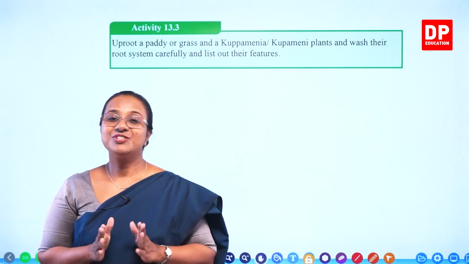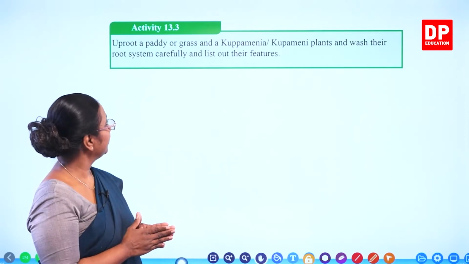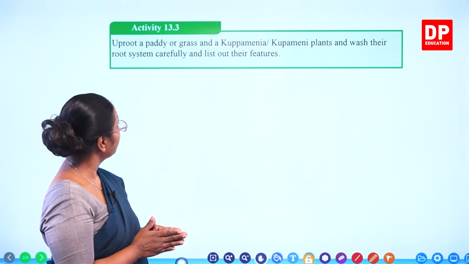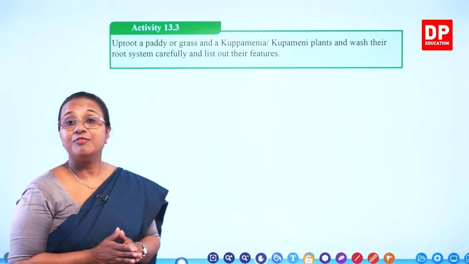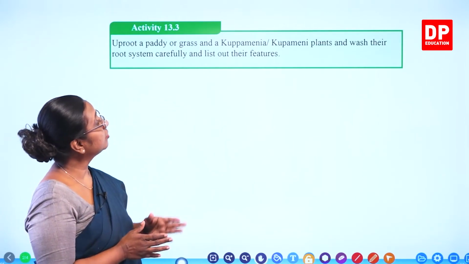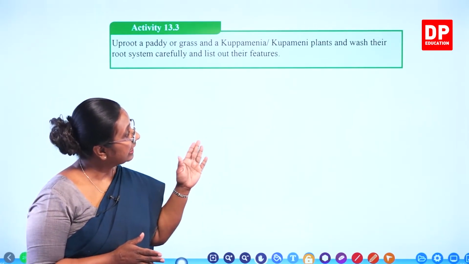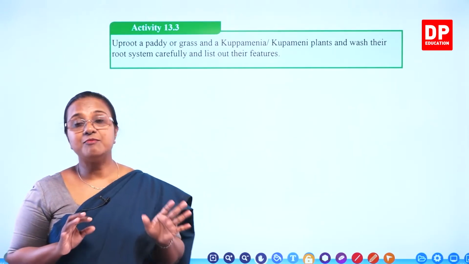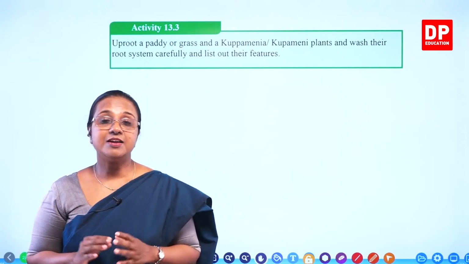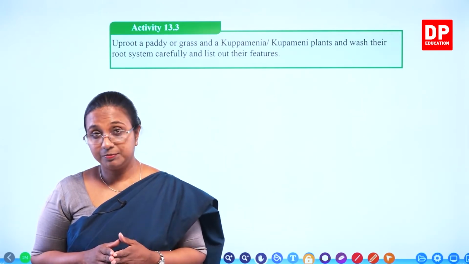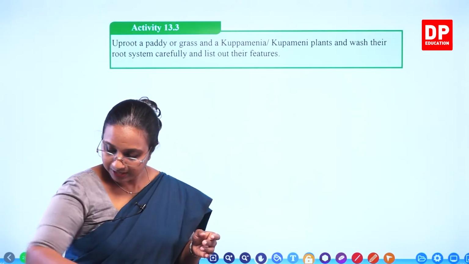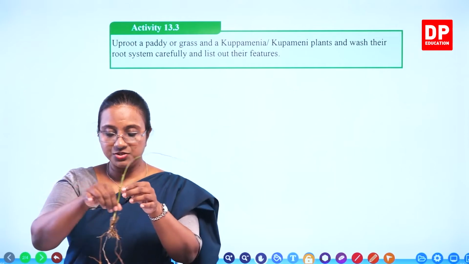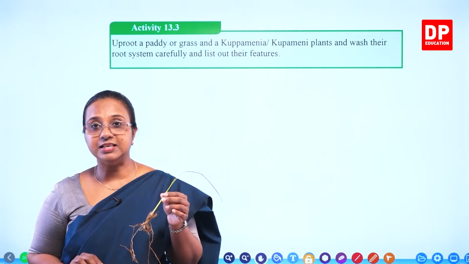Okay, students. So again, I told you all we will do this activity. We will observe paddy or grass for monocot plants and Cupomania plant for the dicot plant. So here I have both the plants. First, I will show you all the paddy plant. So here I have a small paddy plant, students. Can you all see this?